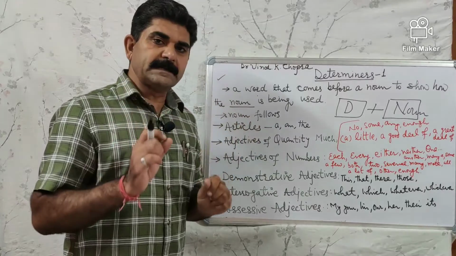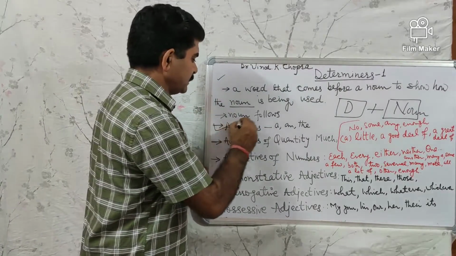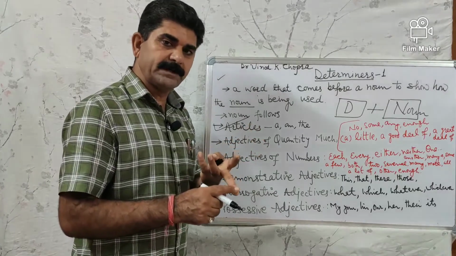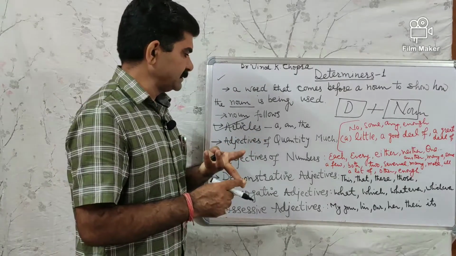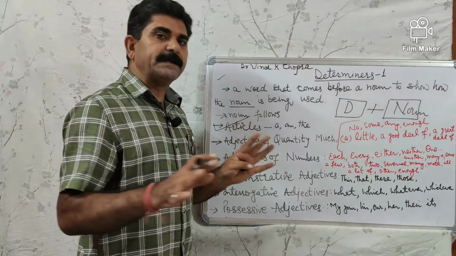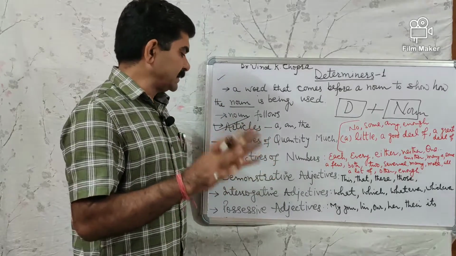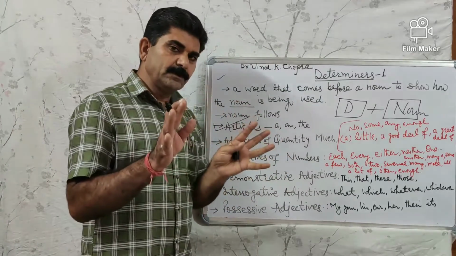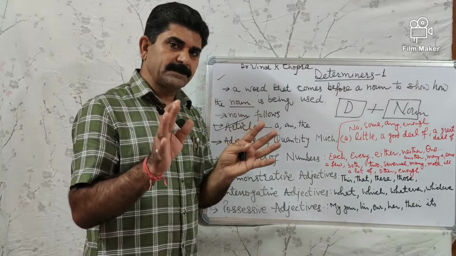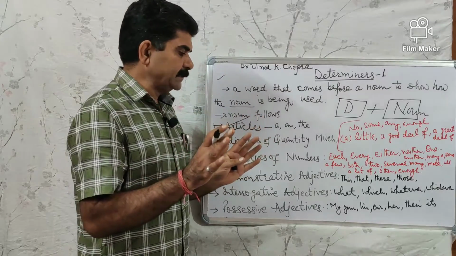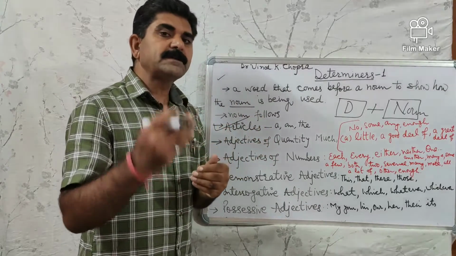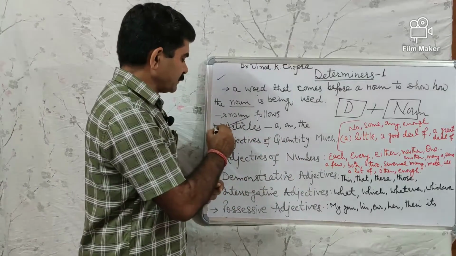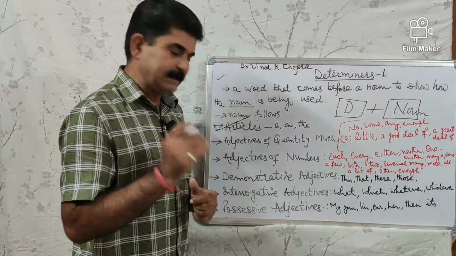Now which words are determiners? Number one, articles. Articles a and the, we have already finished elaborately, we have done articles in parts. So in this short lecture, I'll only try to convey what a determiner is and how many determiners there are. First of all, there are articles a and the.